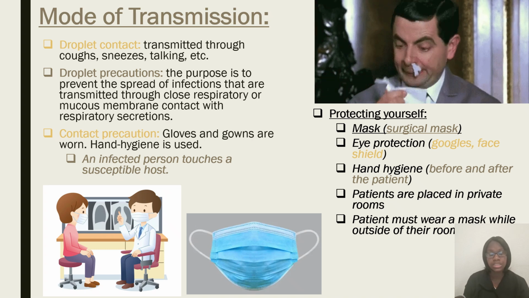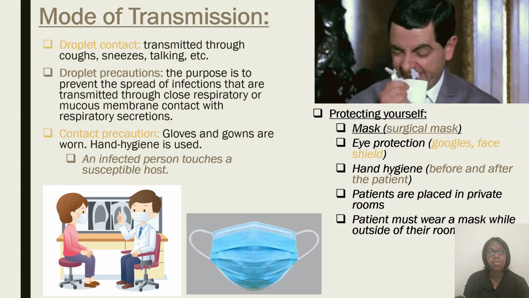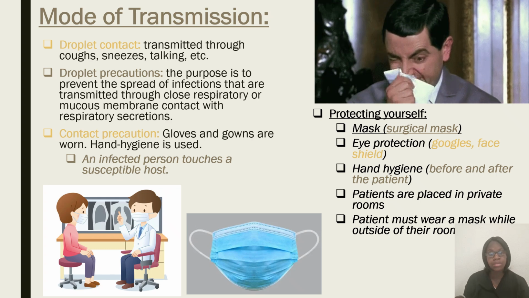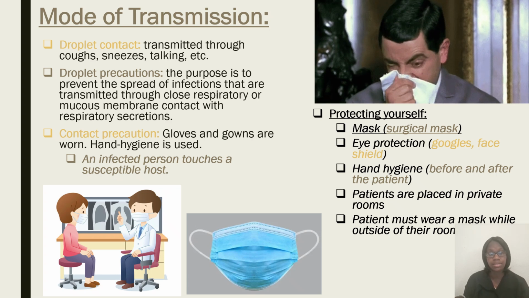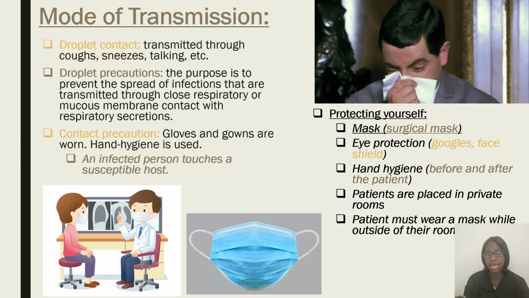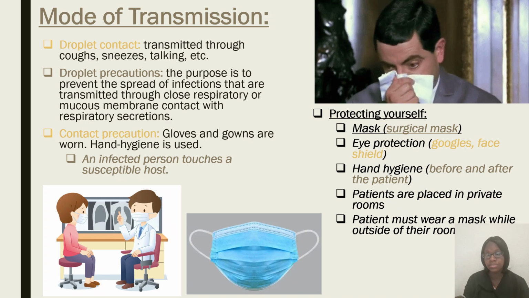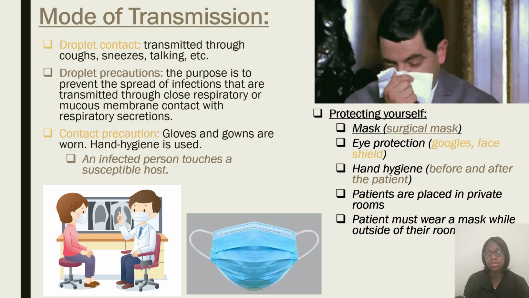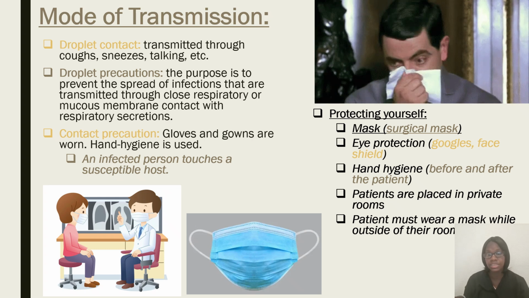For contact precaution, you want to make sure that you wear your gloves, gowns, hand hygiene is performed, and then you also have an infected person touches a susceptible host. So this is how that can spread. For protecting yourself, you want to make sure that you have your mask, surgical mask, your eye protection, your goggles, face shield, hand hygiene. You want to perform hand hygiene before and after you are in contact with the patient.